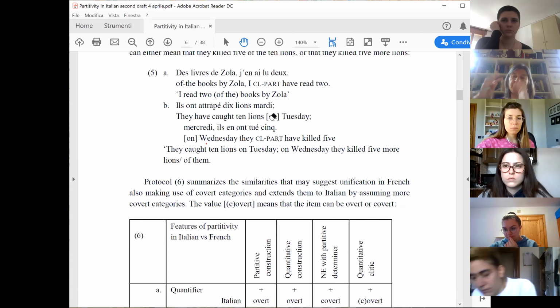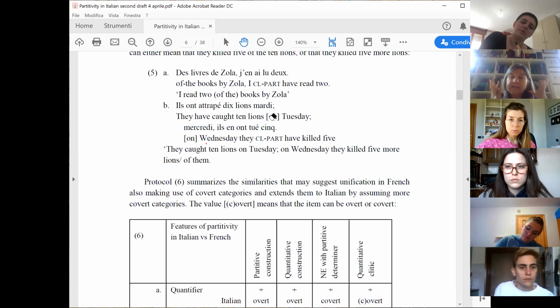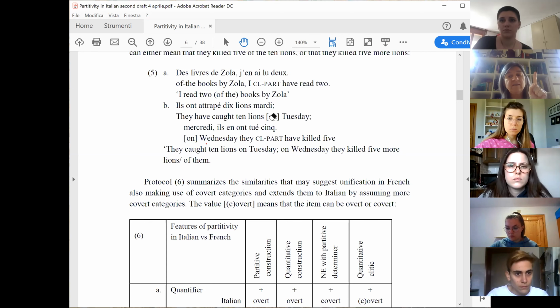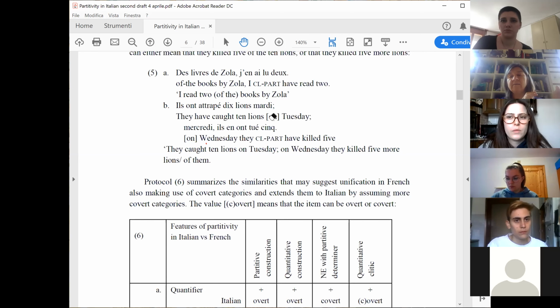So look at 5, we have left dislocated the definite partitive, dei libri di Zola ne ho letti 2. Here the quantifier is obligatory. Dei libri di Zola ne ho letti, in Italian is not very good. I don't know about French, but des livres de Zola, j'en ai lu 2. It means ho letto 2 dei libri di Zola, right? So it seems that en resumes the definite partitive, which has been left dislocated.